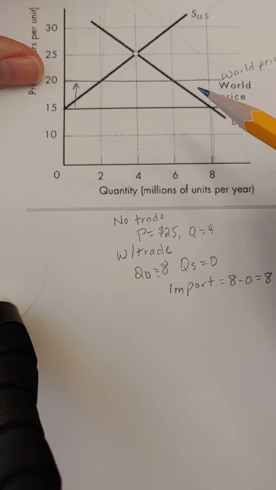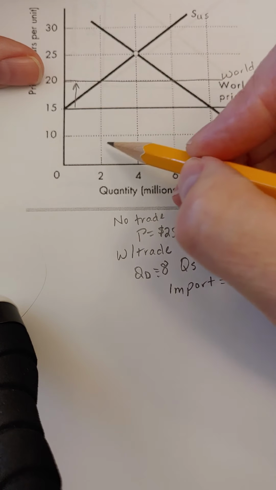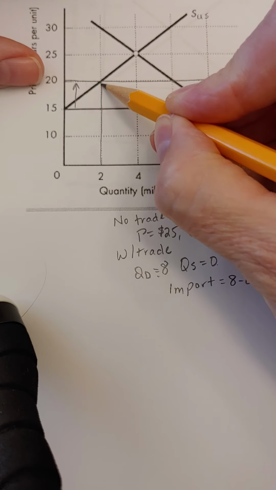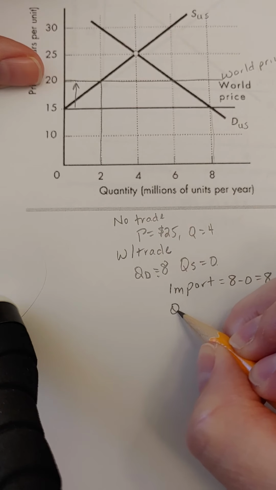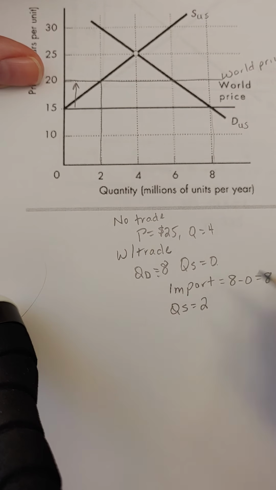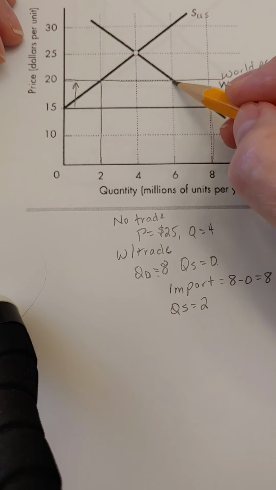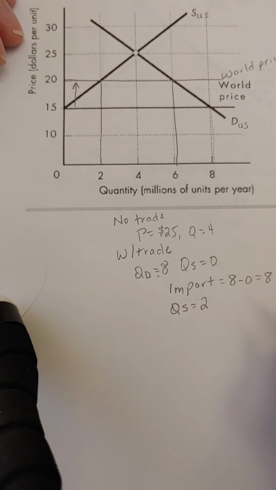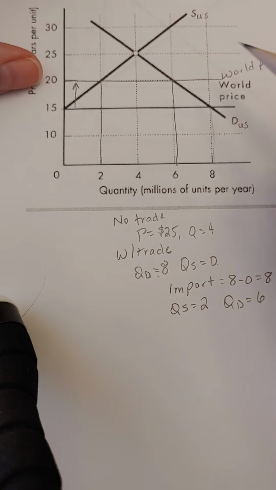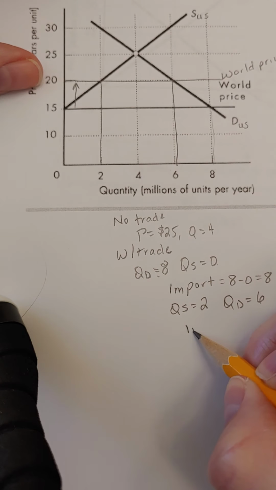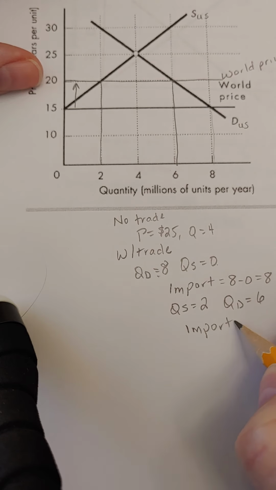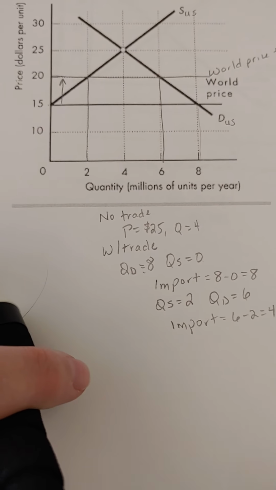At $20, the sellers are now willing to sell more because they get a higher price. So our quantity supplied now goes up to 2. But the buyers are going to want to buy fewer because the price is higher. They're only going to want to buy 6, so our quantity demanded is going to be 6. Then how many are we going to want to import? Well, we're going to import the difference, so we import 6 minus 2, which is 4.